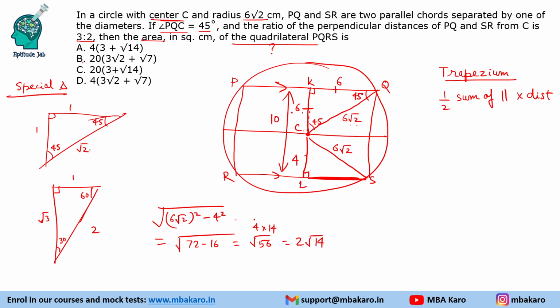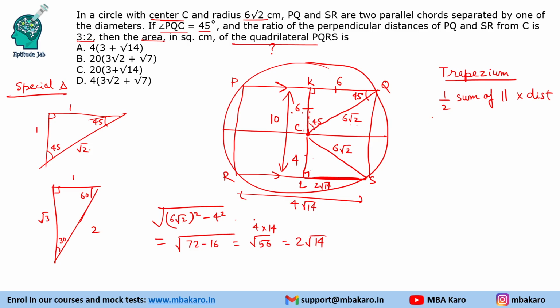Now we can eliminate some of the options, but still we have to calculate, because there are two options which have √14. So anyway, we have to calculate this. So this side length is 2√14, the half part. So the complete RS is 4√14.